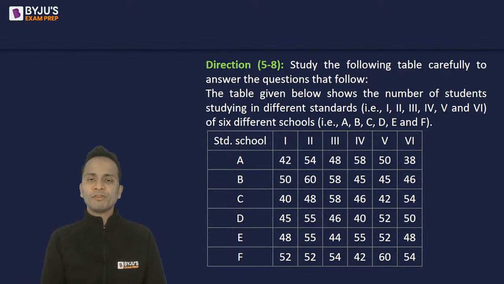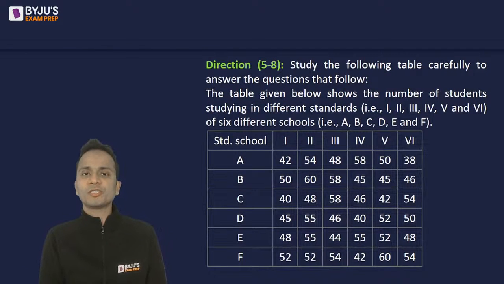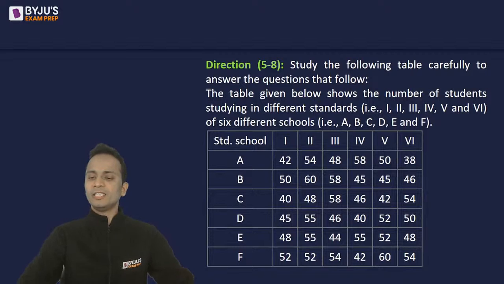So the common information for the next 4 questions, question number 5 to question number 8, is given on the screen. Read this information and then again I'll take you to the questions one by one. Once again, the table will be available for each and every question. So don't have to draw the table. The table will be available to you with each and every question.